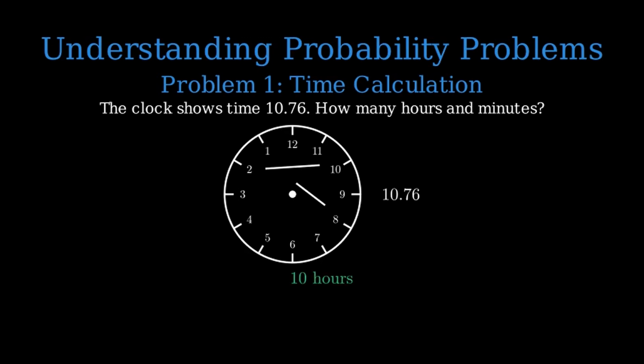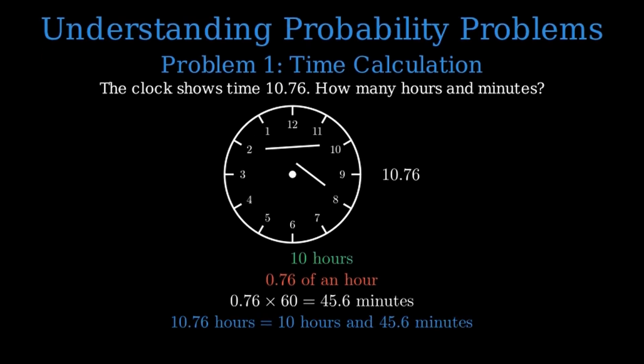To solve this problem, we first need to understand that the number before the decimal point represents the hours. So we have 10 hours. The decimal part, 0.76, represents the fraction of an hour. To convert this to minutes, we need to multiply by 60, since there are 60 minutes in 1 hour. So 0.76 times 60 equals 45.6 minutes. Therefore, 10.76 hours is equal to 10 hours and 45.6 minutes, or approximately 10 hours and 46 minutes.